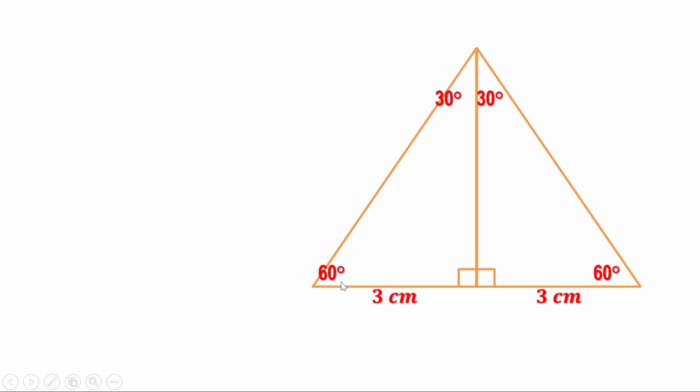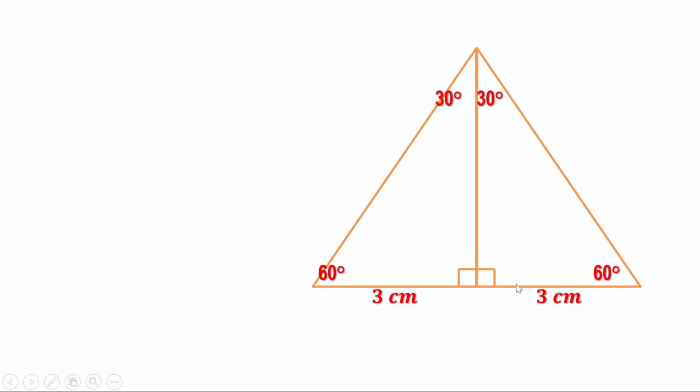Look at the angles of this large triangle. This is 60 degree, this is also 60 degree. This is also 60 degree. That means all the three angles of this triangle are 60 degree, means it is an equilateral triangle. Therefore, the three sides are also equal. This side is 3 plus 3 or 6 centimeter. Therefore, these two sides are also equal to 6 centimeter.